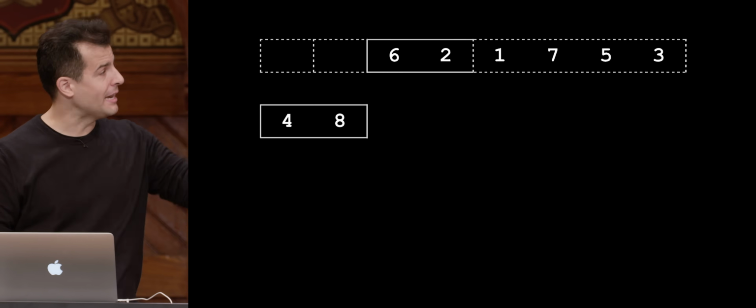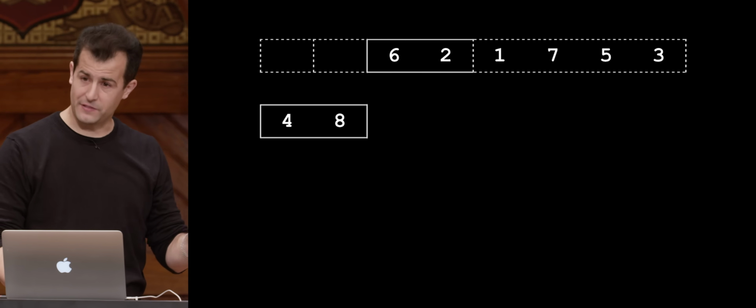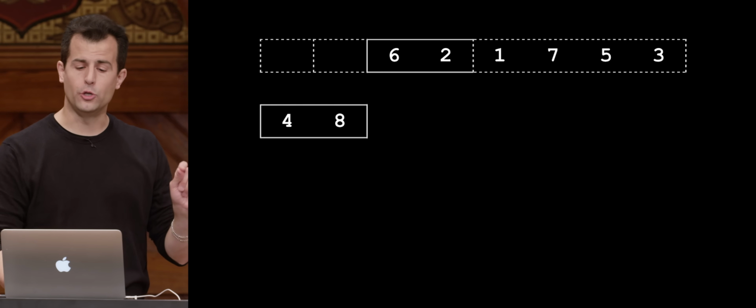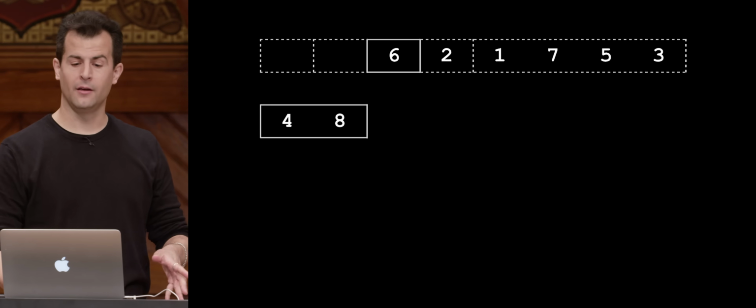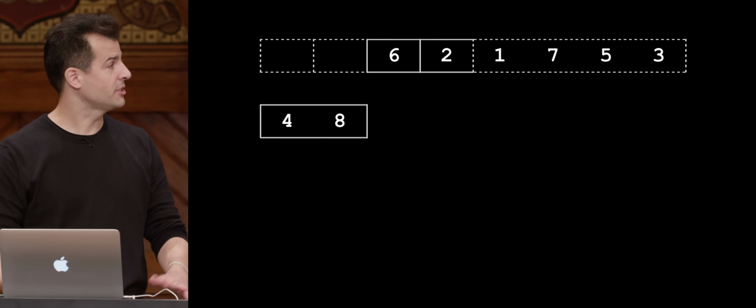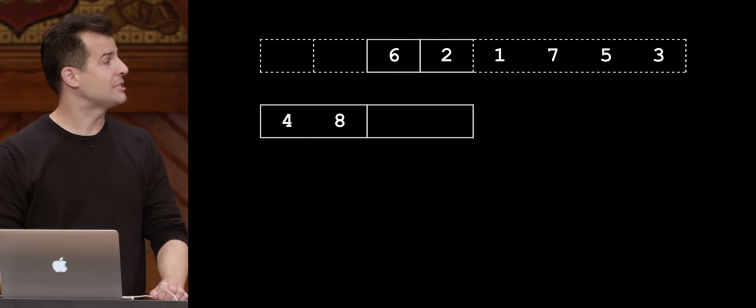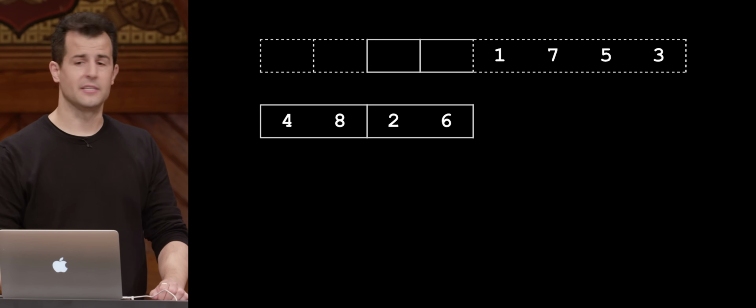Now I want to sort the right half of the original list, or sorry, the right half of the left half of the original list. How do I do that? Sort the left half, done. Sort the right half, done. Merge them together. What comes first, 6 or 2? OK, so let's give ourselves a little more memory for that. So we have a place to put it, 2, and then 6.